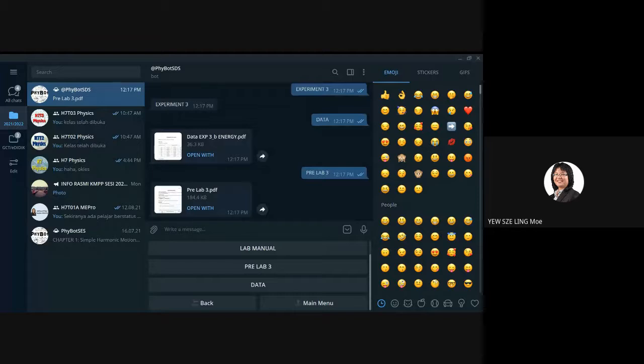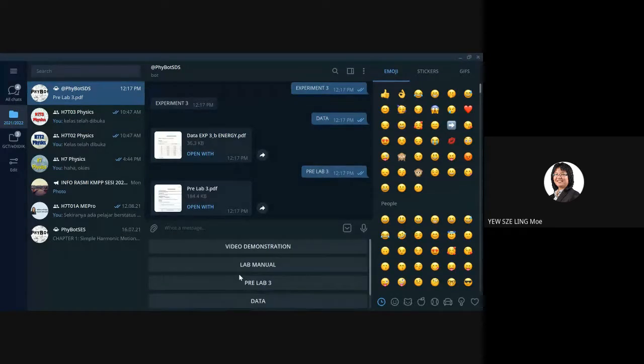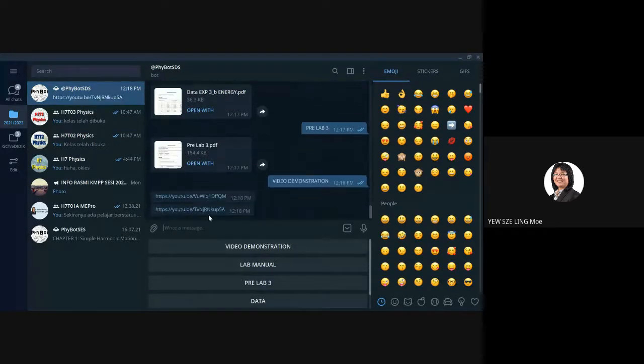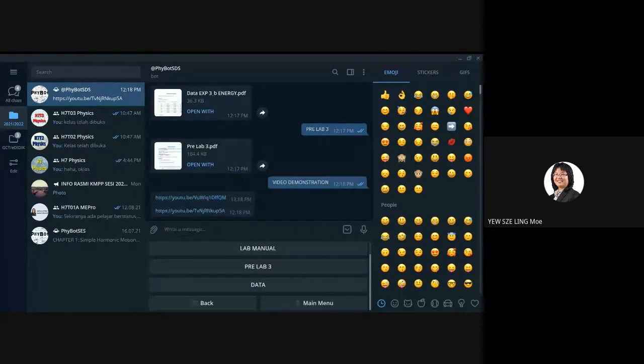Experiment 3 is also a video experiment. So what are you going to do? You just watch the video demonstration. So another video for you to watch. So you watch the experiment for 3B, and then you take the data here, and you complete the whole experiment, starting from the title until the conclusion, because now it's a different experiment. Only for 2B, I want to see the graph.